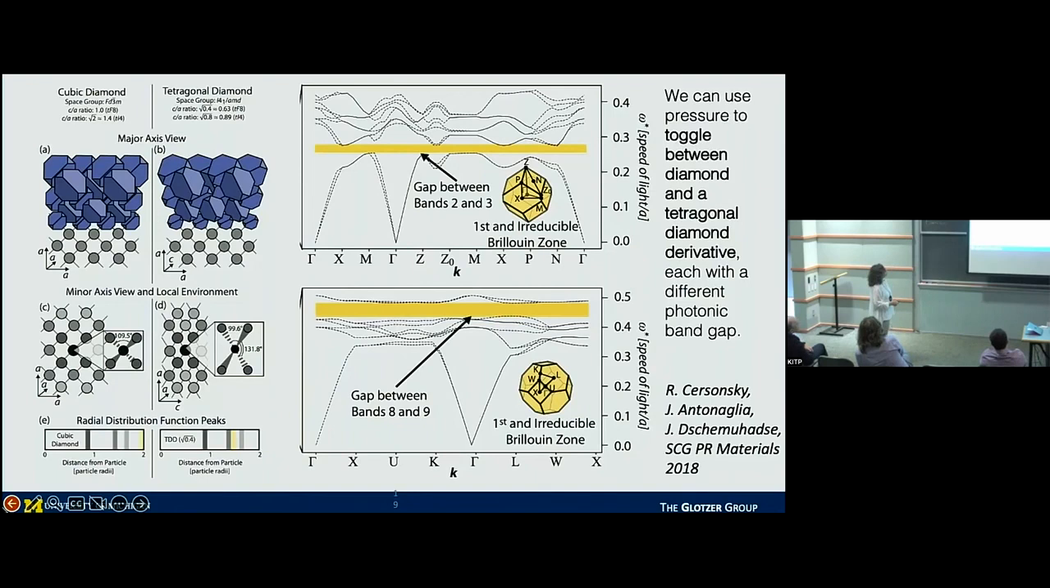But here's where she wanted a shape that would self-assemble into cubic diamond, or change into cubic diamond or tetragonal diamond under a change in pressure, so they could shift the photonic band gap to different locations. So there's another example of how you can use digital alchemy to do that.